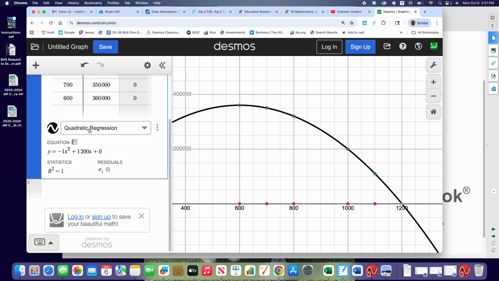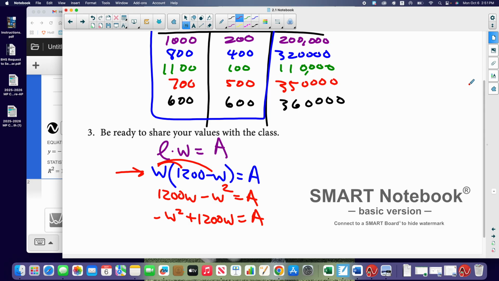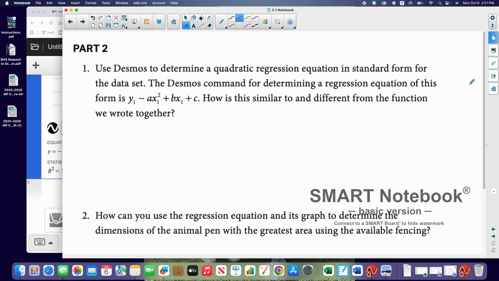Does that look familiar? Was that the same equation we just wrote? Yeah. Do we need the plus 0? No, not really. Now, we wrote that other one by hand, but in this one, we see it here as well. So y equals negative x squared plus 1200x.